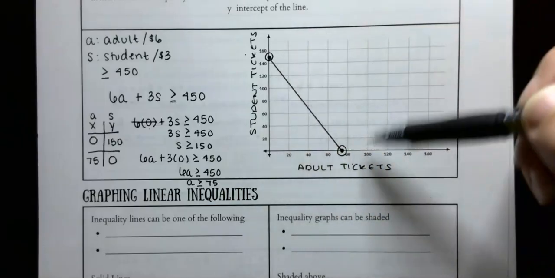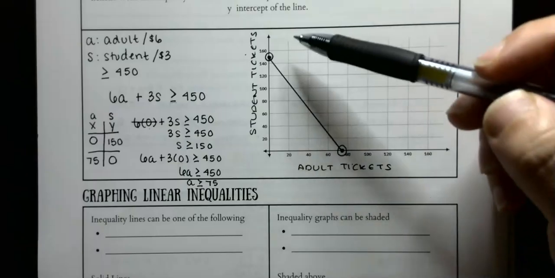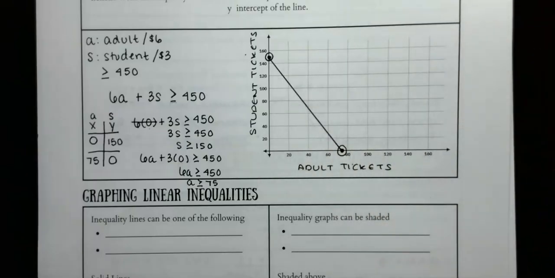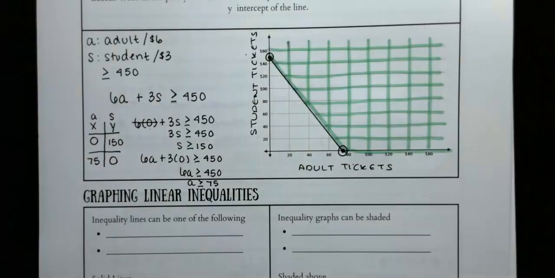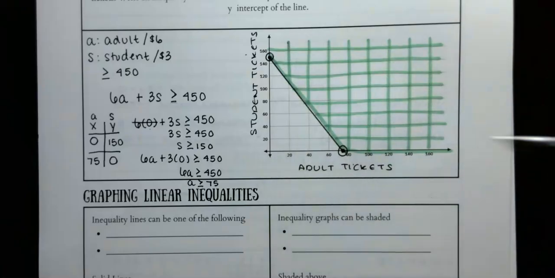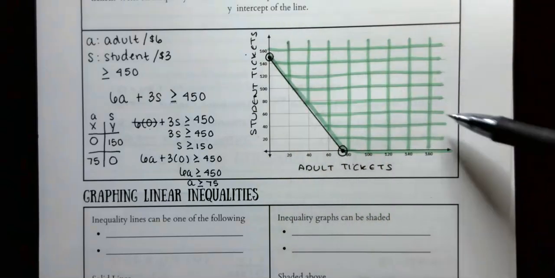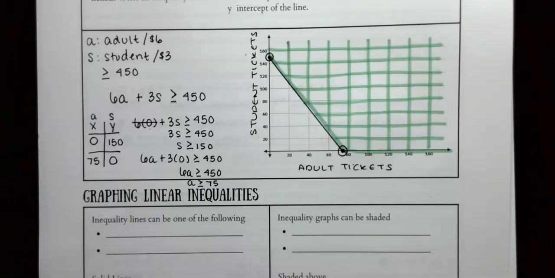So all of these numbers here represent numbers that would add up to be greater than 450. So I'm going to take my highlighter and I'm going to represent the solution set, which is anything above that line. So as you can tell, we have shaded everything above this line. So that lets us know that this is our solution set. Any point located in the shaded region is going to be a number that multiplied by 6 and by 3 would give us a number greater than 450.